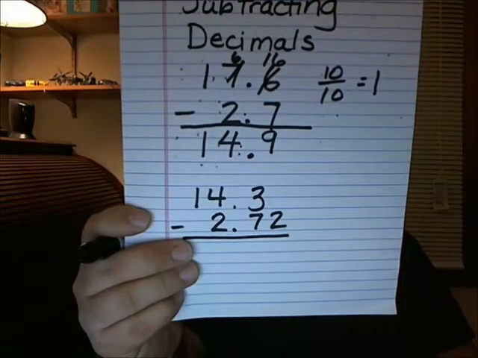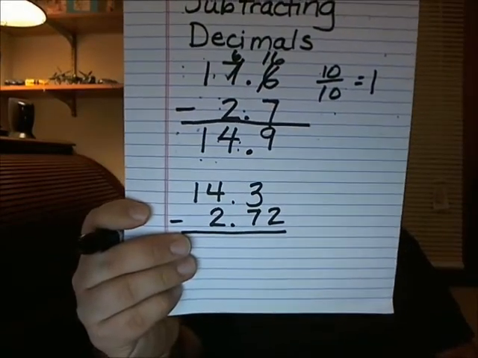So 17 and 6/10 minus 2 and 7/10 is 14 and 9/10. Now if I think about it, 17 and 6/10 is about 17. 2 and 7/10 is really about 2. 17 minus 2 is about 15, and 14 and 9/10 is very close to 15. So this answer makes a lot more sense.